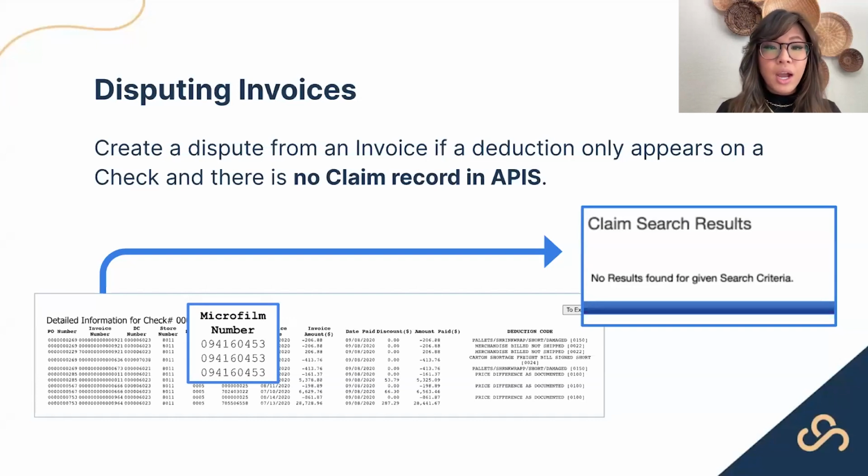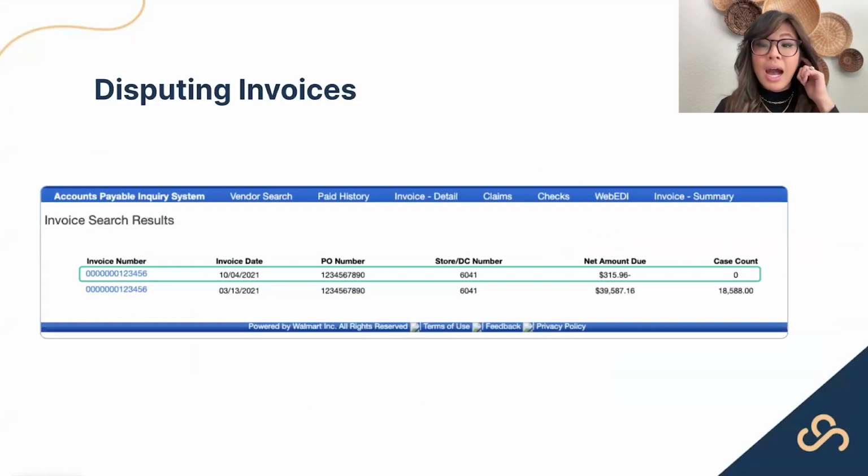Okay, so this one requires a little bit more nuance. If there is no claim record in APIS, that is your one and only hint that you need to create a dispute from an invoice. So you'll search for the claim, you'll find that there's nothing there, and then you'll know that you need to create a dispute from an actual invoice in its entirety. Again, this is in APIS. Your invoice search results will look something like this.